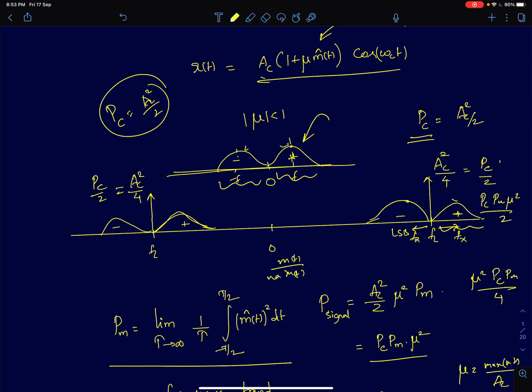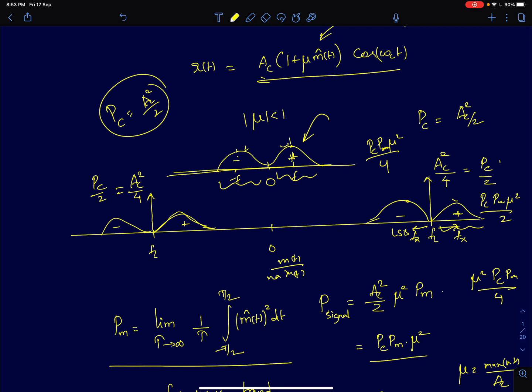So for the sideband power, I'm using the term sideband. There are four sidebands here, including negative and positive frequencies, and the power contained in each sideband is PC PM into mu square by 4. And now we'll try to compare this value PM with the carrier power. I've already done that in the previous lecture, but quickly I'll compare it. PM here is the normalized message signal's power. If I assume the message signal to be a sine wave, PM will always be half.